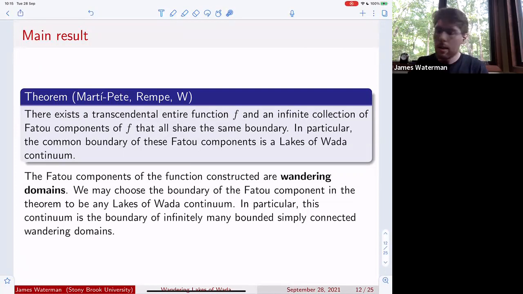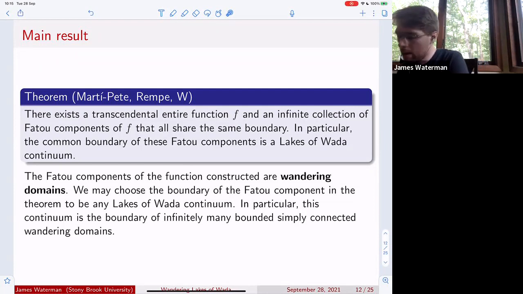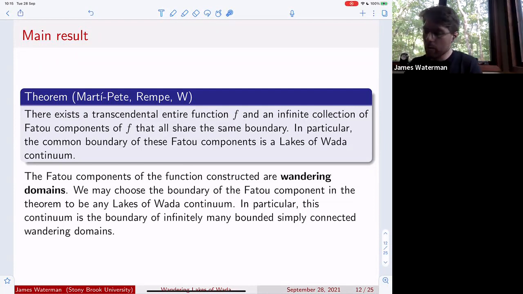So how do these Lakes of Wada continua occur? Well, the Fatou components that we're looking at for this function are going to be wandering domains. We can choose the boundary of these Fatou components to be any Lakes of Wada continuum. It doesn't need to be some specific one; it can be basically any one that you choose. In particular, this continuum is the boundary of infinitely many bounded, simply connected wandering domains.